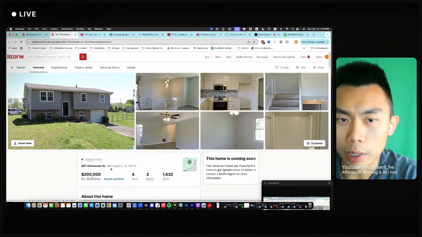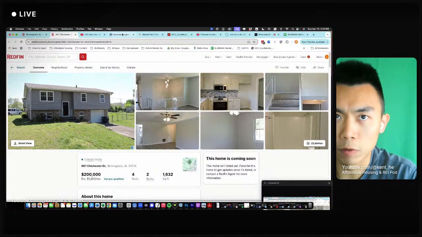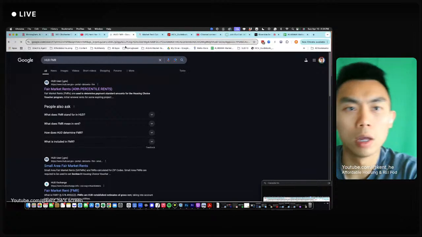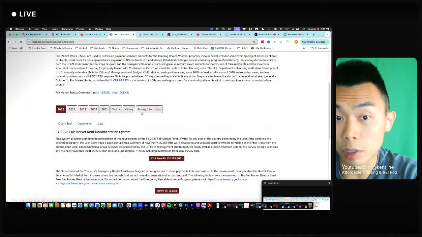So when I get a property like this, the first thing I want to do is look up the rents for this area. And I'm going to go to two places. The first place I'm going to go to is HUD FMR. And this gives you the fair market rents. That's what the FMR stands for.